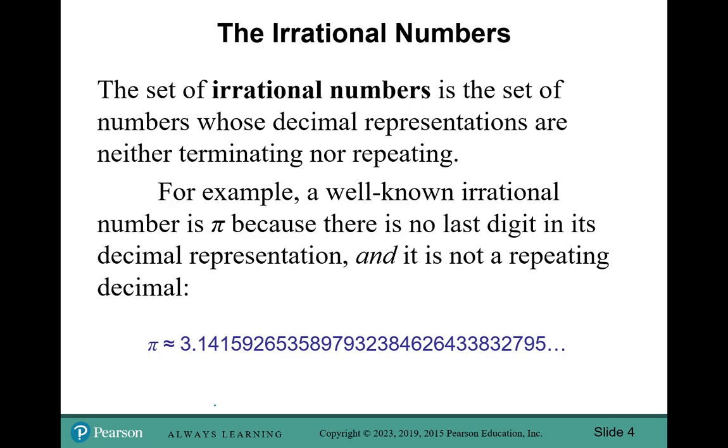Let's define irrational numbers. The set of irrational numbers is the set of numbers whose decimal representations are neither terminating nor repeating. For example, a well-known irrational number is pi, because there is no last digit in its decimal representation, and it is not a repeating decimal. So pi is approximately 3.1415926535897932238846264338327995, etc. There's no terminating or repeating aspect of it.